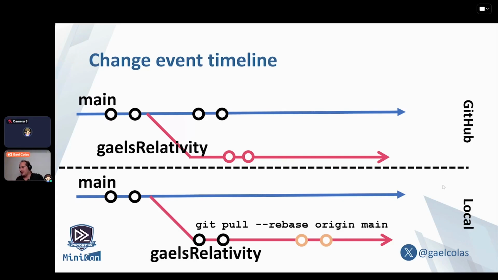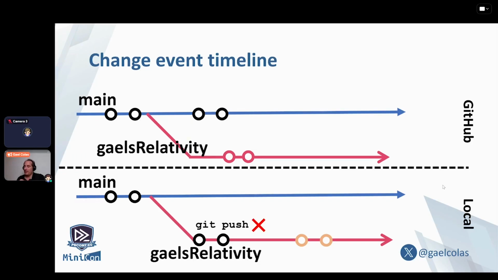So the commits change colors on the screen because it's not exactly the same commit as we had before. So if you compare your branch that you have locally, which is called Gael's relativity, and the branch that you have on GitHub, which is also called Gael's relativity, they are not the same anymore because they have a different history. So the commits that we created are not the same either, so they have a different git commit ID.